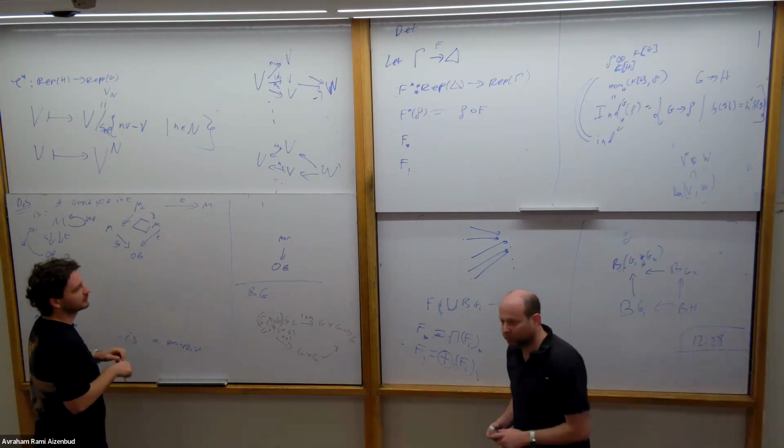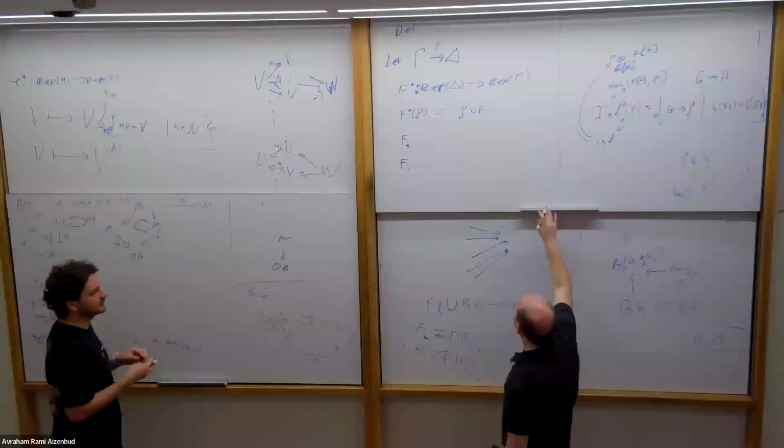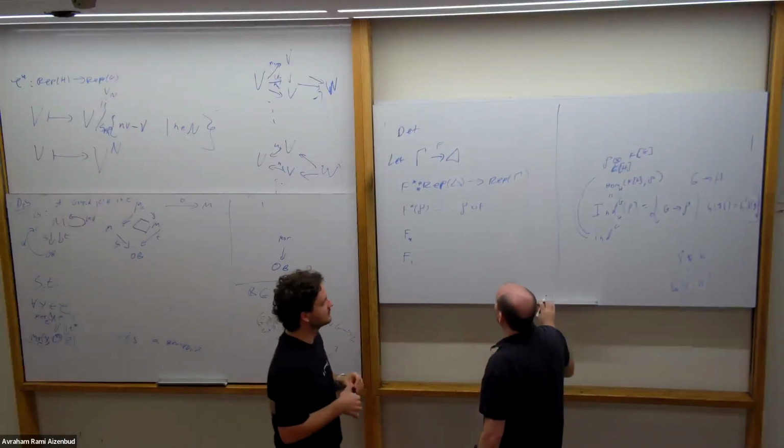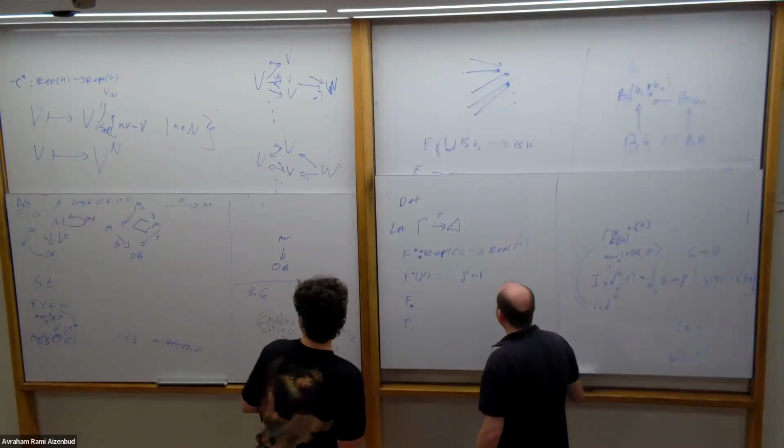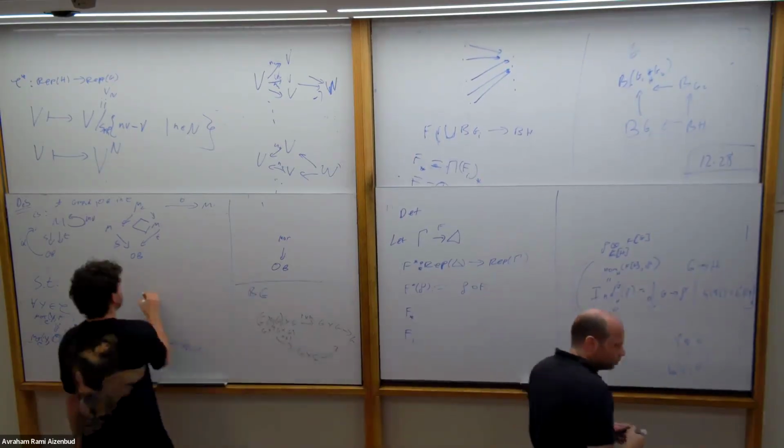We need to have a triple of composable morphisms, right? So it should be two. Well, let's take three. So it would be something like.